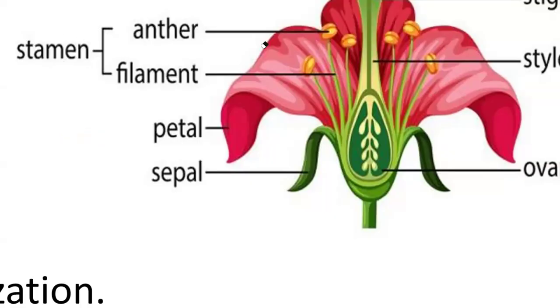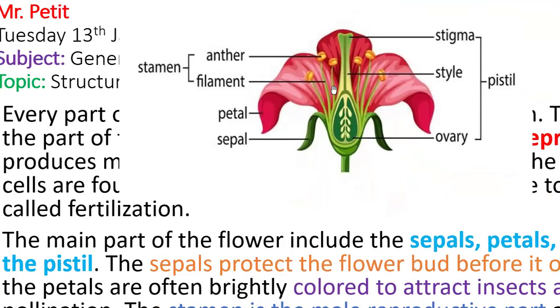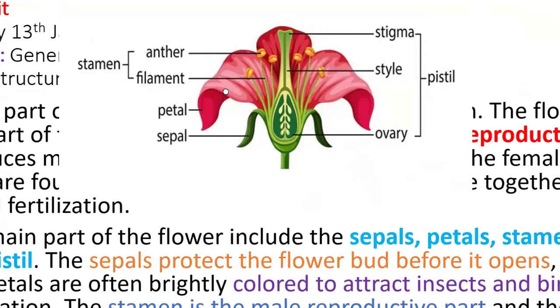The male part. So again, you have the spherical structure on top. The filament is long and holds the anther. Inside the anther you're going to have your pollen grains, and inside your pollen grains you're going to have the male cells. Okay, so let's look at the pistil.